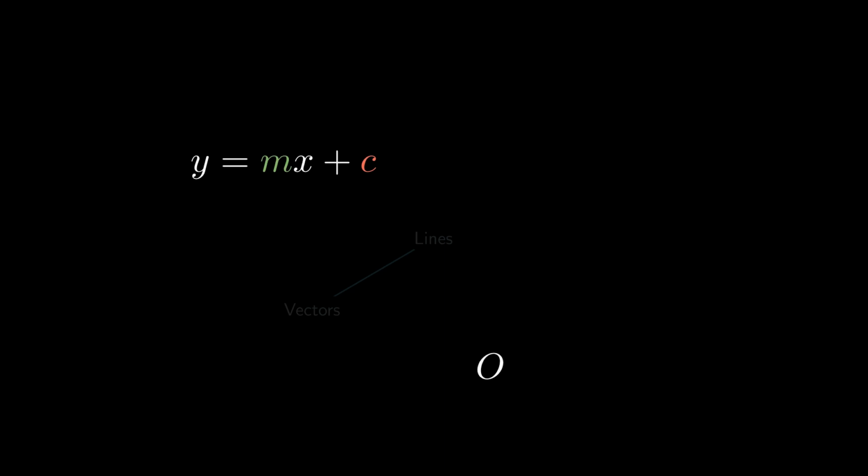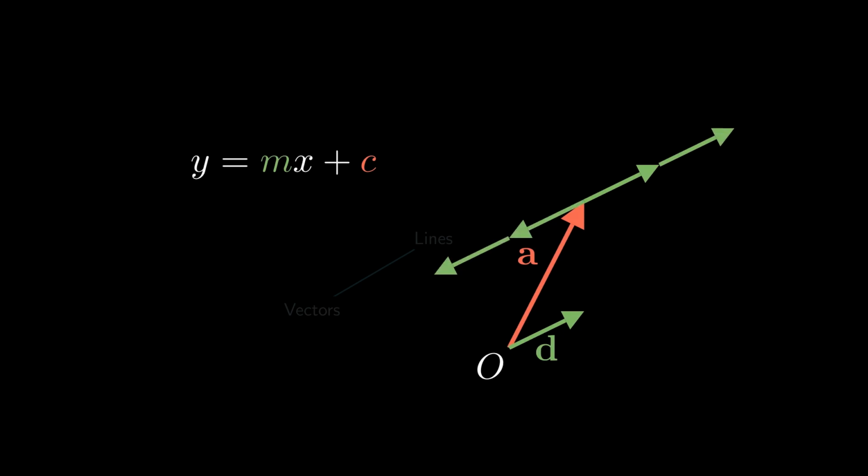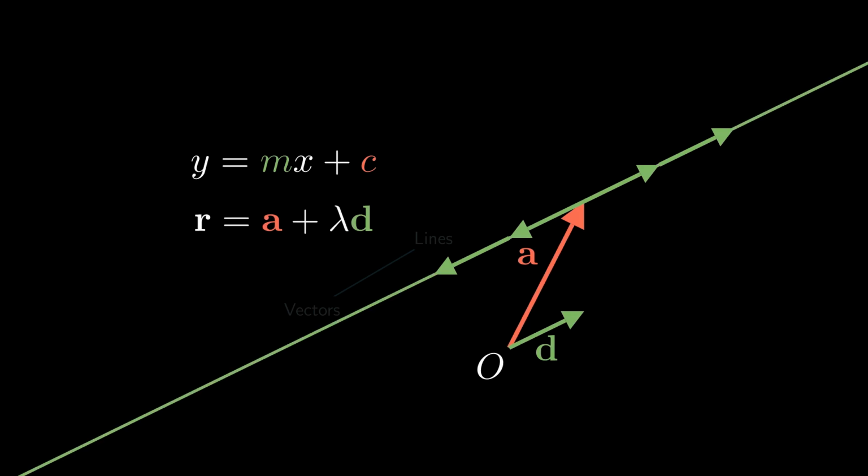We start from a fixed position vector a and travel however many units we want in the direction d. We can even go the negative direction. This gives us the crucial equation of the line, r equals a plus lambda d. And this describes a line that passes through the point A with position vector a and direction parallel to d.